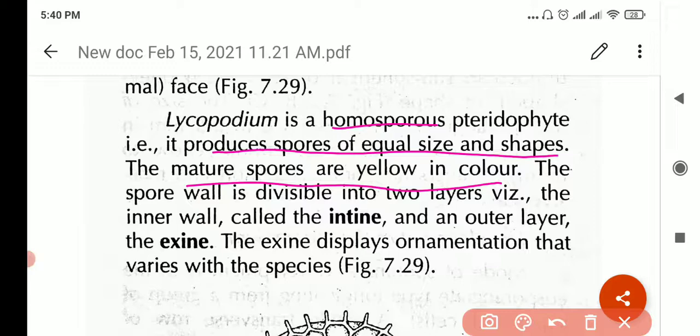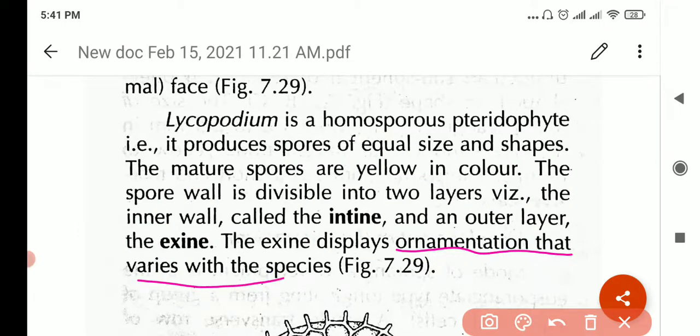If you look at the wall, if you cut it, but we don't cut, because it's very difficult to cut. If you cut the spore wall, you will notice that there are two layers. That is the inner wall, called intine. I for inner, inner intine, all right, and the outer wall, which is known as exine. Out means X. The exine will show ornamentation, and it varies with the species.